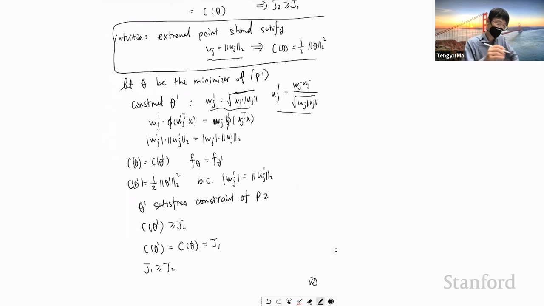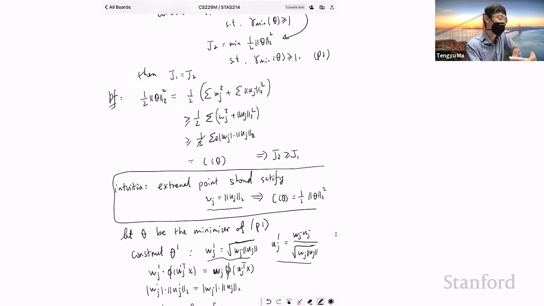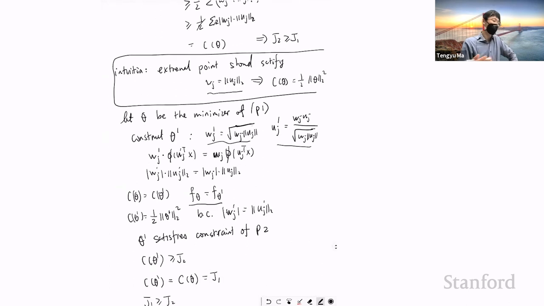Theta prime satisfies the constraint P2. So the constraint is only about the margin, right? So the margin is only about the functionality of this model, right? So if you predict the same thing, your margin will be the same, right? So theta prime and theta have the same functionality because you only rebalance the scale, right? You just multiply Wj by something and divide Uj by something else. So the functionality is maintained. So that's why the margin is the same.